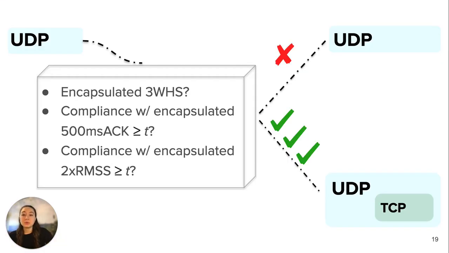And with these heuristics, we build a rule-based classifier to distinguish VPN from non-VPN traffic. And to summarize what the classifier does, to classify a given UDP connection as VPN, we require 1, the presence of an encapsulated three-way handshake, and then 2, a rate of compliance with our encapsulated ACK packet features of at least T, where T is a tunable threshold. And for evaluation, we only look at the first 100 packets, which is similar to prior work.